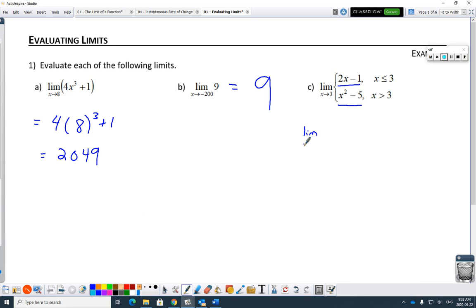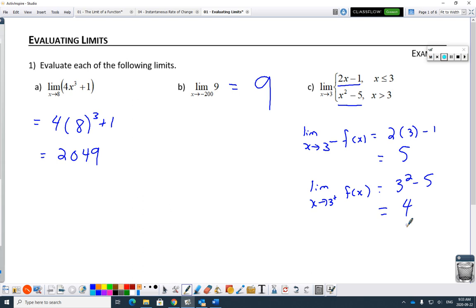limit as x approaches 3 from the negative side, and I'm just going to call this thing f at x, means I sub into the lower part of the function. That side is heading towards 5. Limit as x approaches 3 from the positive side, which means I use the greater side of the function, I sub into the quadratic part, the parabola, and now I'm ready. Therefore, limit as x approaches 3 of f at x.